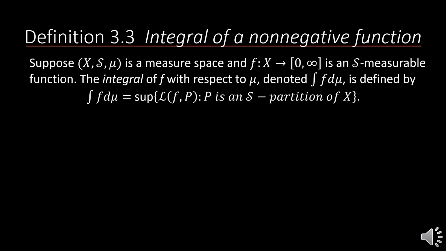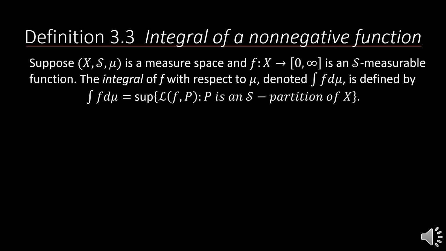The first definition that we have of an integral in a measure space is definition 3.3, which deals only with non-negative functions. So we suppose that (X, S, mu) is a measure space, and that f is an S-measurable function mapping our measure space to non-negative real values. The integral of f with respect to the measure, denoted the integral of f d mu, is defined by the supremum of the lower Lebesgue sums, where P is an S partition of X.